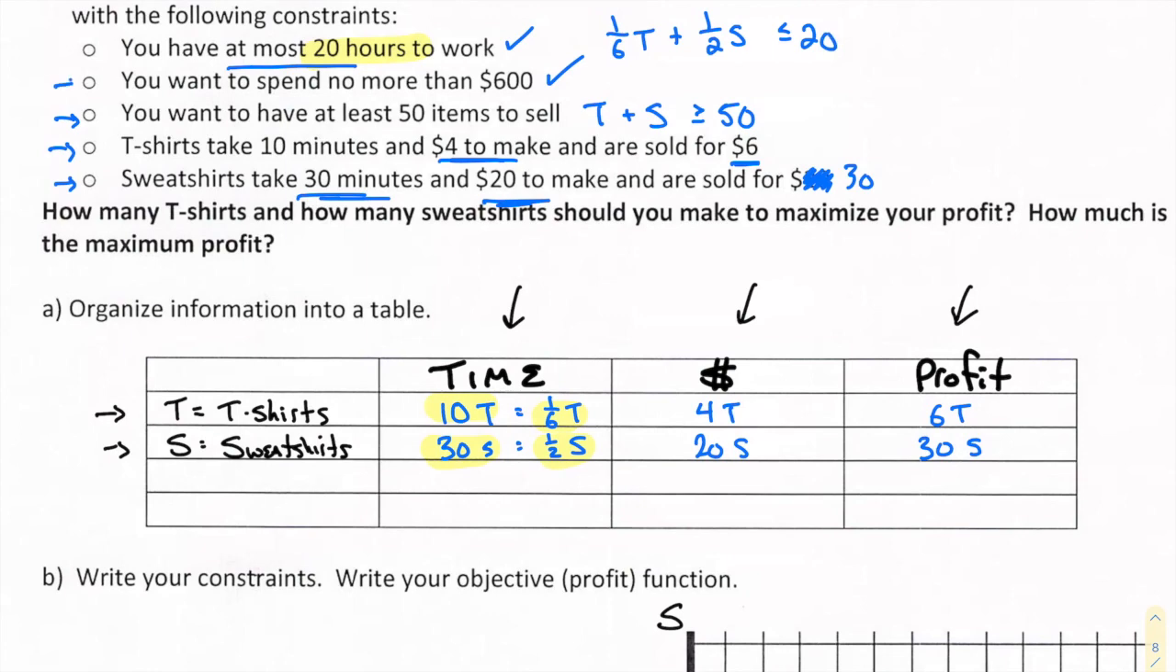And the second bullet point here, you want to spend no more than $600. So from this column, we know that the cost of a t-shirt and the cost of a sweatshirt has to be no more than, so again, less than or equal to $600.